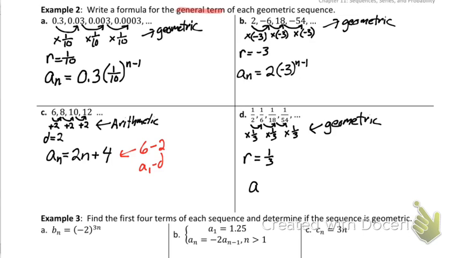All right, so my explicit form is going to be my first term times my common ratio to the n minus 1.